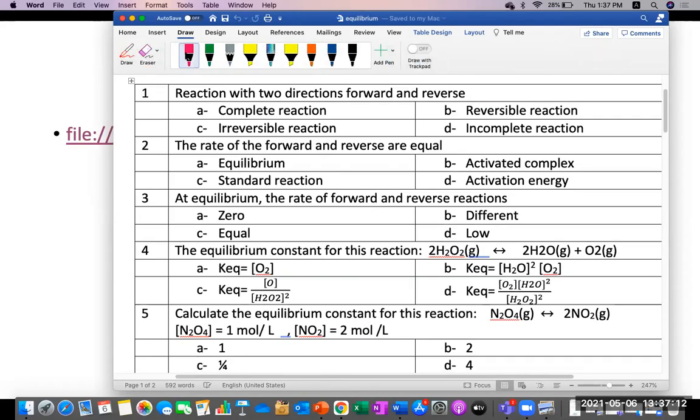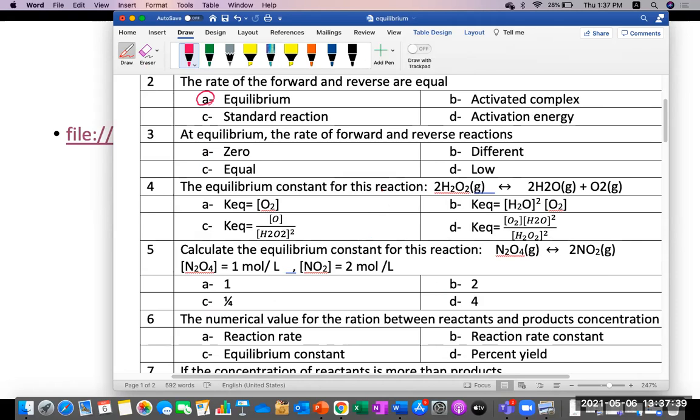I will take questions randomly. Reaction with two directions, forward and reverse reaction, so this will be a reversible reaction. It will be B. So a reversible reaction is a reaction with two directions, forward and reverse. The rate of the forward and the rate of the reverse are equal. If the rate of the forward and the rate of the reverse are equal, it means that we have equilibrium. At equilibrium, the rate of the forward and the rate of the reverse should be equal.